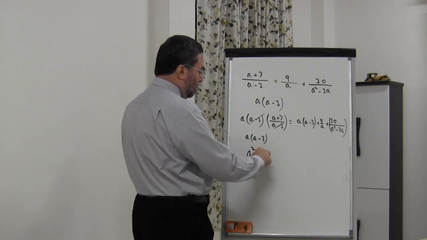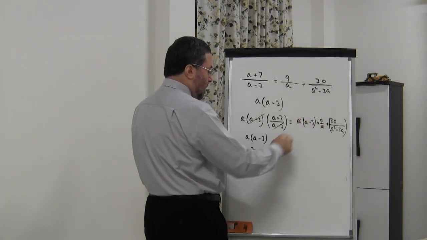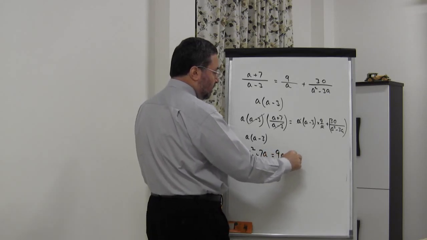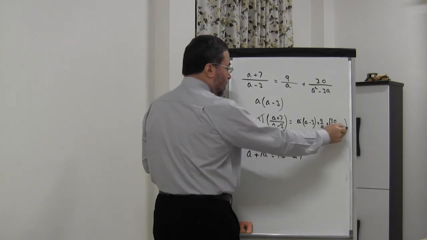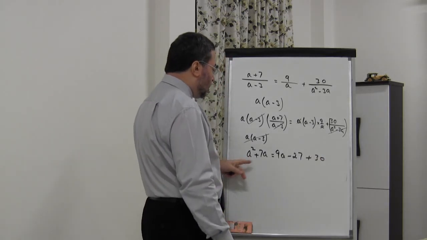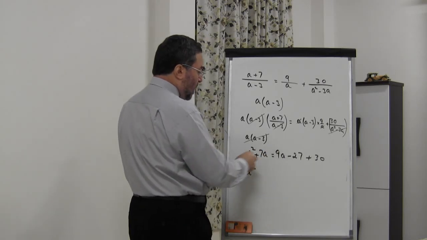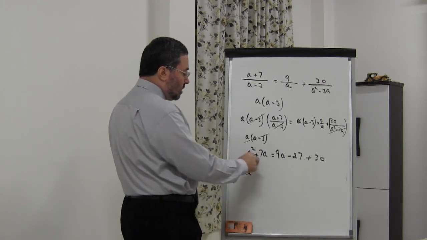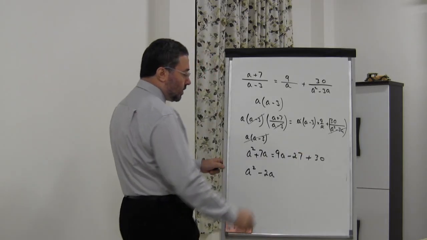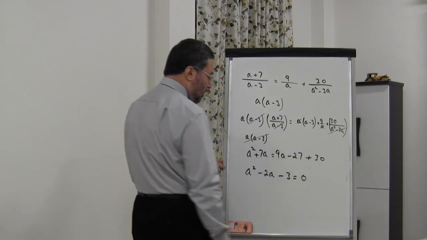and we get a squared plus 7a, and that's equal to, here the a cancels, so 9 times a minus 3 will give us 9a minus 27, and this here cancels with this, and we get plus 30. Now we simplify, we get a squared, and we get the 9a here, and that becomes minus 9a, so we get minus 2a. And these two give us 3, and it becomes minus 3, and that's equal to 0.